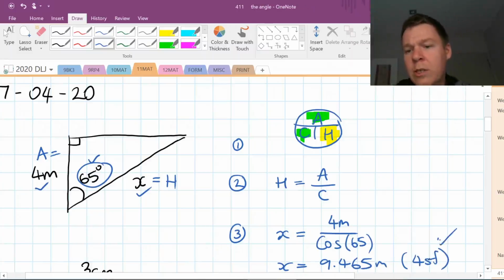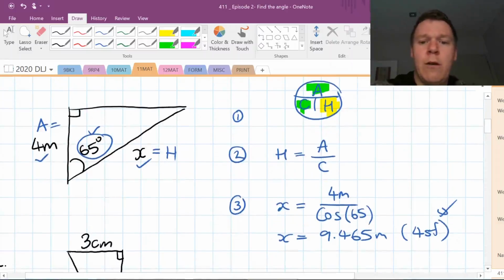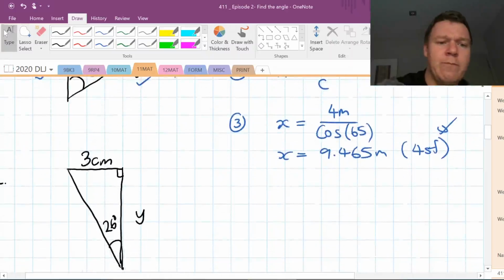I think I'll just do 4 significant figures from now on, just so you guys get used to that sort of convention. It's more common in year 12, but it's good for you to actually know what that convention is. Alright, so that's the answer for our first one.